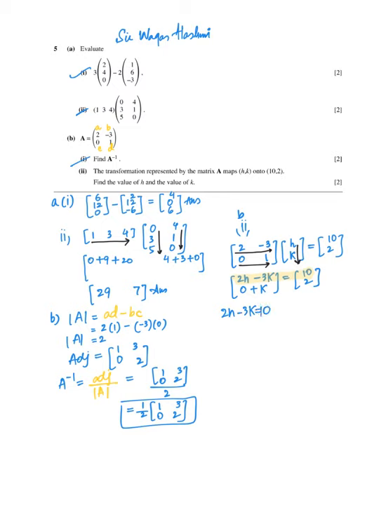Similarly, I will highlight the next one, 0 plus k equals 2. So 0 plus k is basically k, so k equals 2. Now that you have the value of k, we place it here. So it's 2h minus 3 times 2, which is 6, equals 10. Add 6 on the right side, it will be 16 equals 2h, and h equals 16 upon 2, that is 8. So these are the values of h and k.